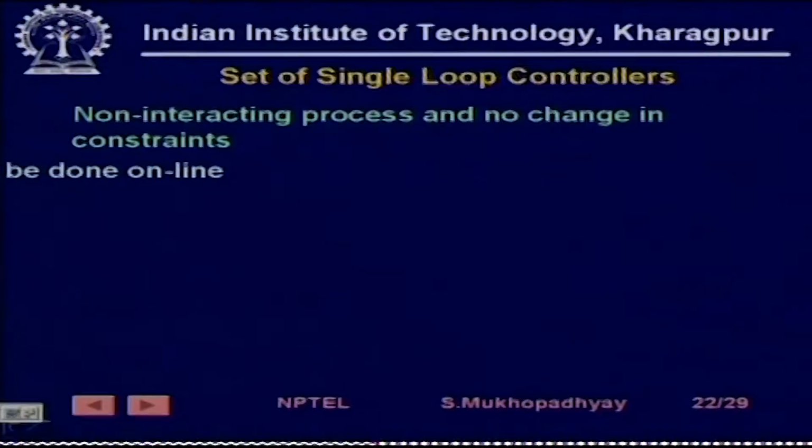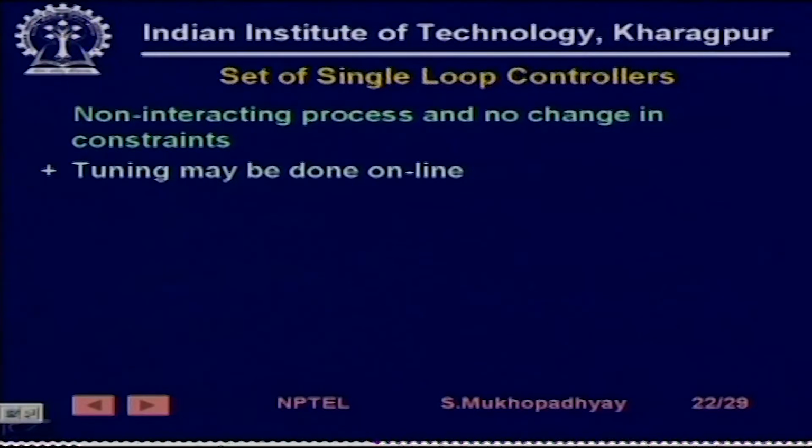Compared to that, what is the other option? The other option is to have one big multivariable controller which will take all the feedbacks and drive all the actuators, and it is a multivariable system. This is more modern. So, when do you do what?